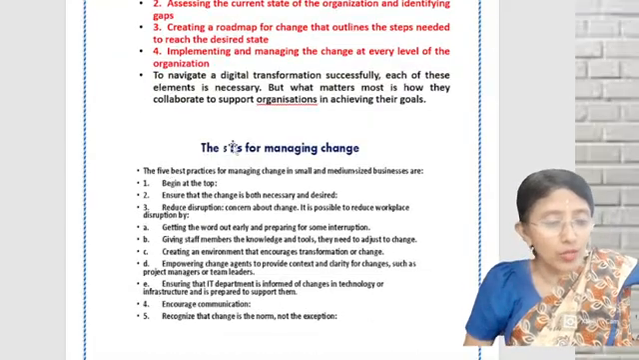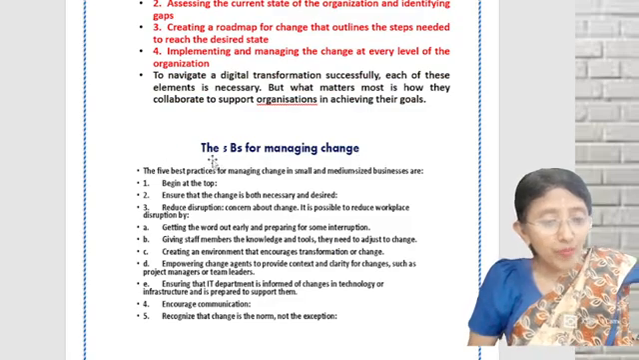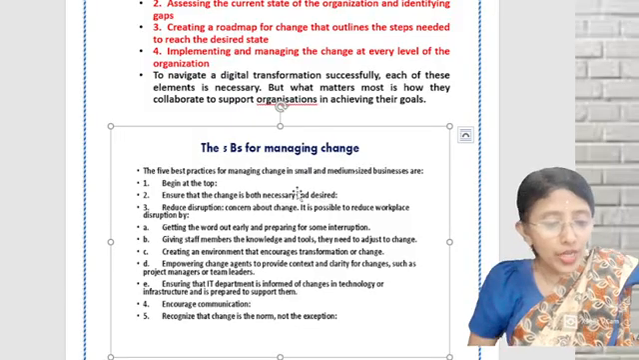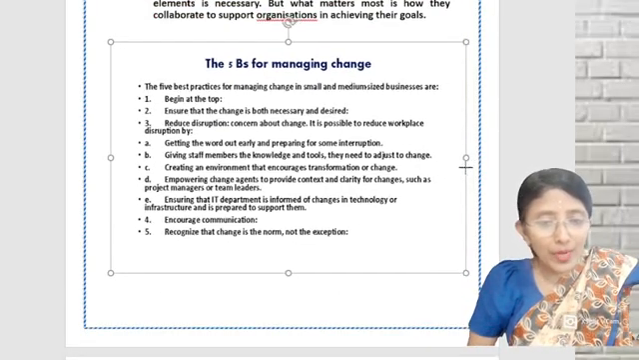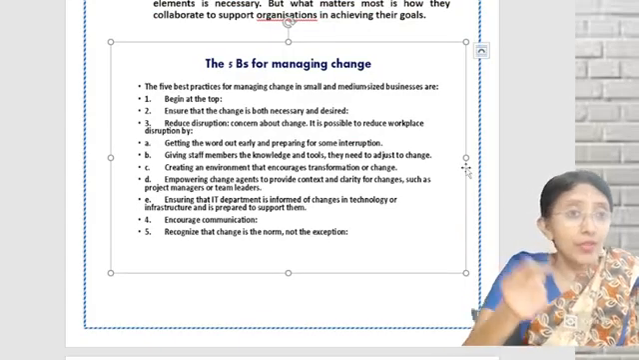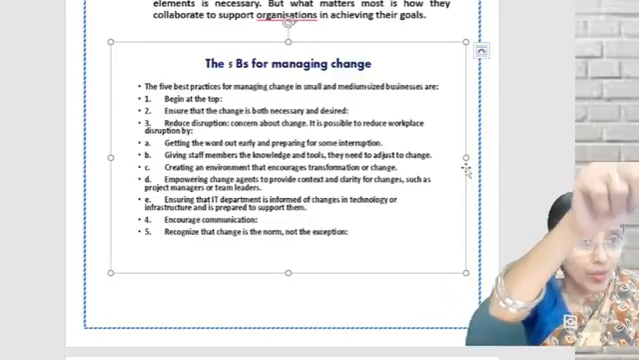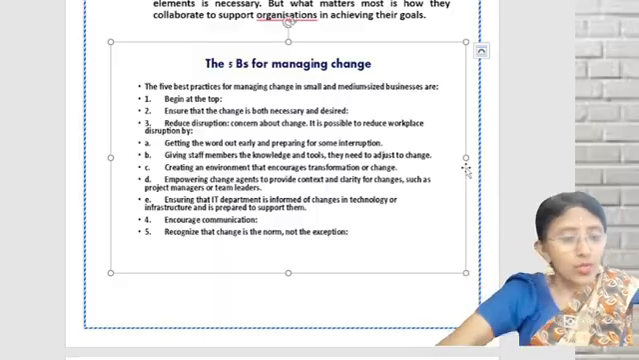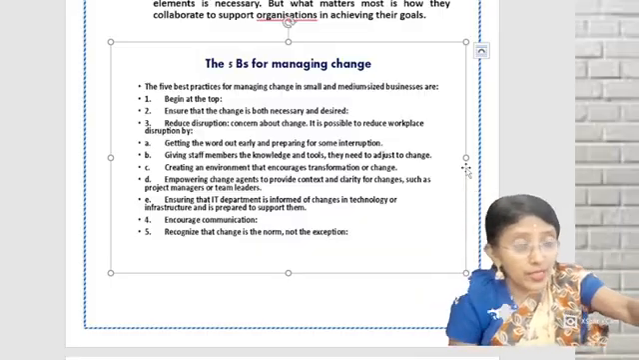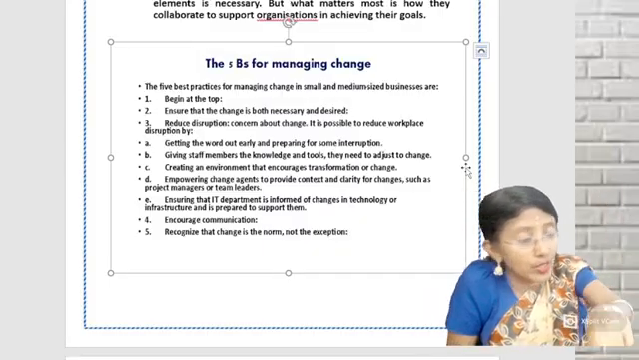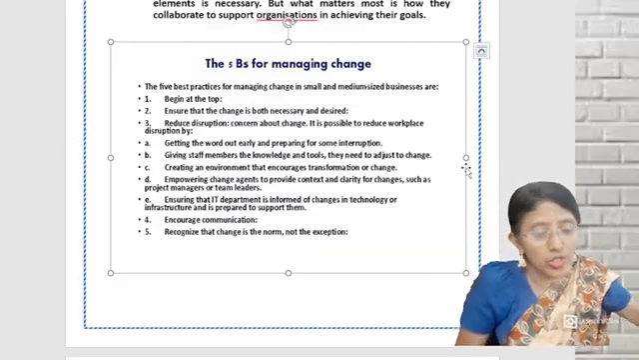And the 5 B's, look at the 5 B's for managing change. The 5 best practices for managing change in small and medium enterprises. One of you study these 5 best practices for managing change, because we are saying it is because of the need for change that digital transformation happens. Okay, so read the points. 5 best practices under digital transformation essay type question or under change management. Please write these 5 best practices. 5 B's for managing change. One of you read it.